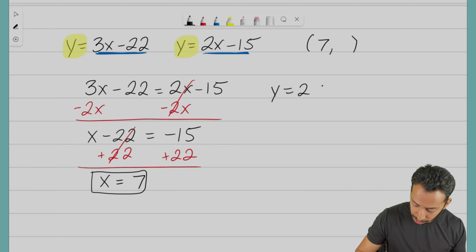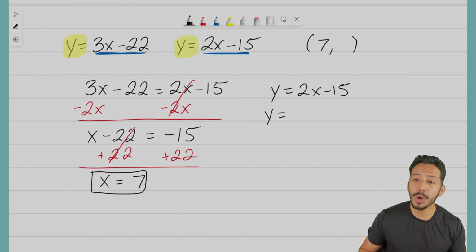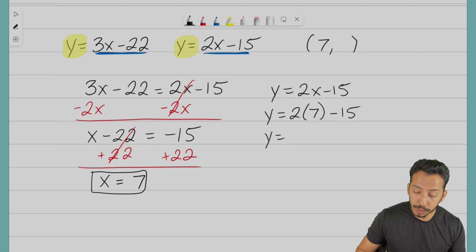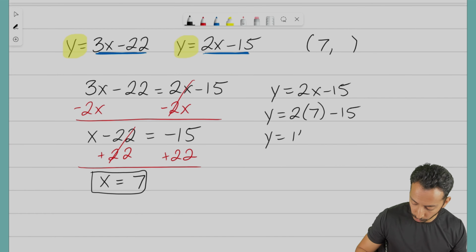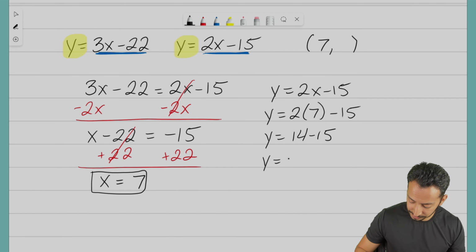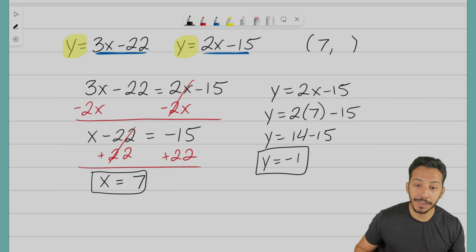y equals 2x minus 15. Notice though, I know what my x term is, right? We just solved for x. We know that x equals 7. So I'm going to substitute my 7 in for x, and I just need to solve for y. y is going to equal 2 times 7. Well, that is 14, take away 15. Again, use a calculator if you struggle. 14 minus 15 gives us negative 1.